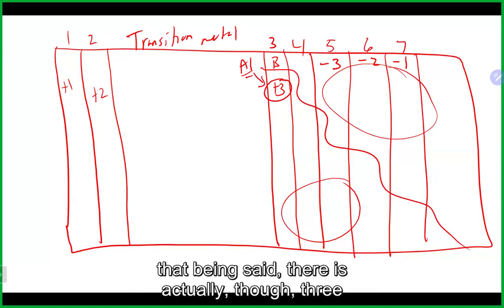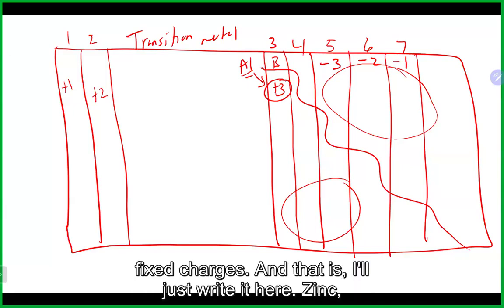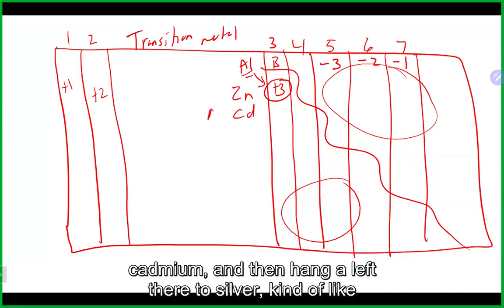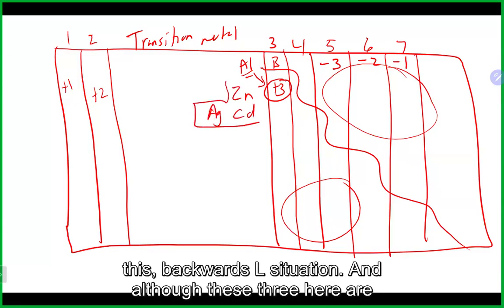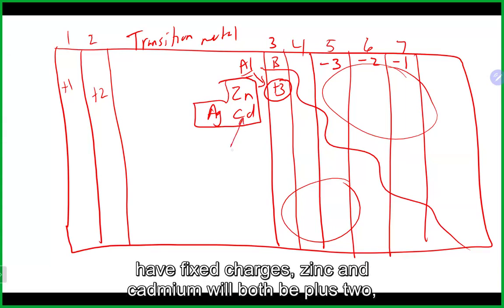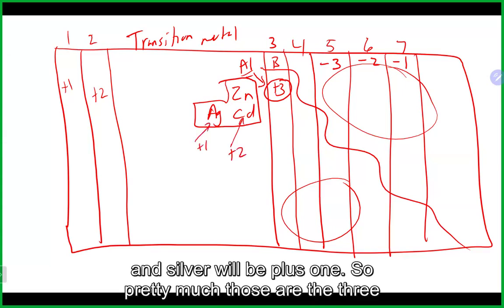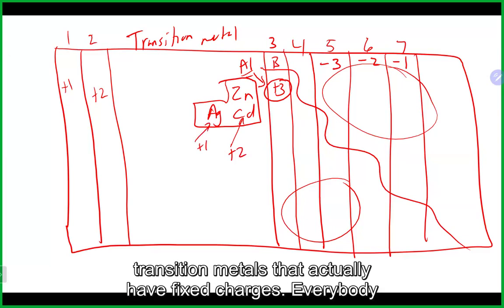With that being said, there are actually 3 exceptions to that, transition metals that do have fixed charges. And that is, I'll just write it here, zinc, cadmium, and then hang a left there to silver, kind of like this backwards L situation. And although these 3 here are transition metals, when they do form a charge, they actually do have fixed charges. Zinc and cadmium will both be +2, and silver will be +1. So pretty much those are the 3 transition metals that actually have fixed charges.